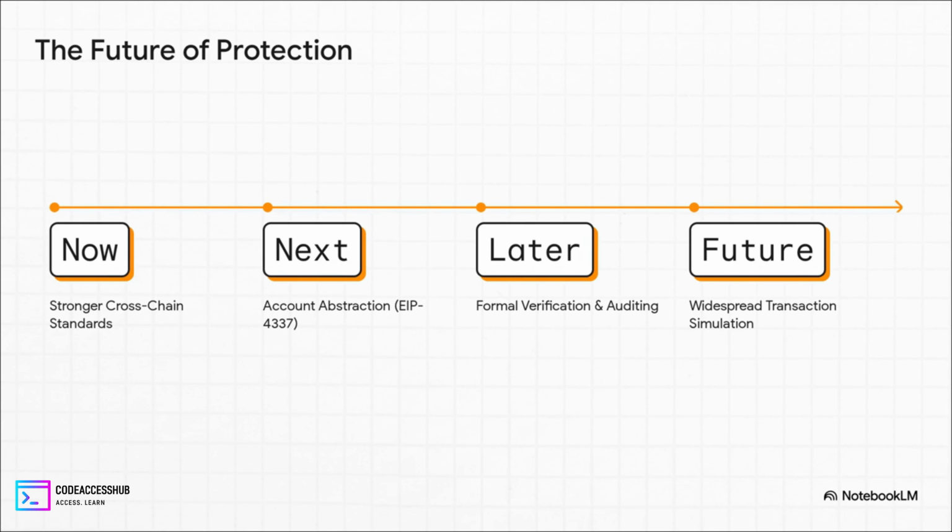But the industry is always moving forward. We're seeing much stronger standards for cross-chain communication. Big upgrades like account abstraction are coming, which will give us smarter wallets that can do things like set spending limits. And tools that were once rare, like formal verification and transaction simulation, are becoming the norm for catching these bugs before they cause any damage.